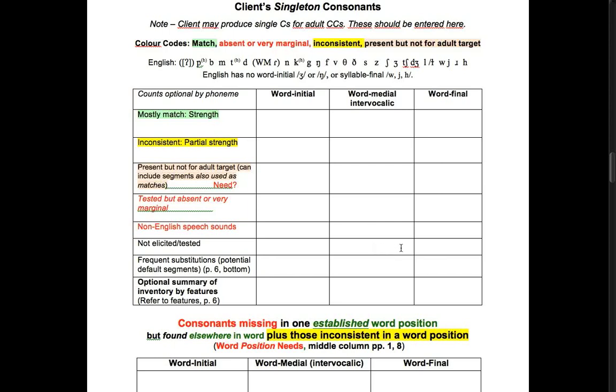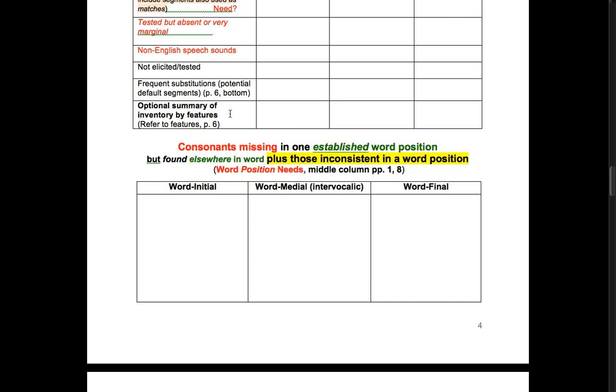I noticed this page has 2 sections. What's the first part for? In the first section, we list the various consonants by word position, whether they match the target most of the time, are inconsistent, aren't there at all, and so on. Oh, I see. So, would the second section help you pull out which consonants occur in 1 or 2 positions, but are absent in at least one other existing word position? Helping you figure out which sounds to use to build up word positions, putting acquired or old features and segments in new positions that already exist?